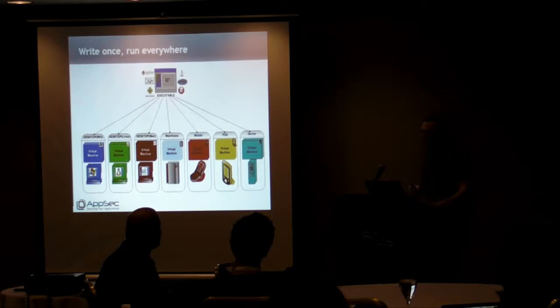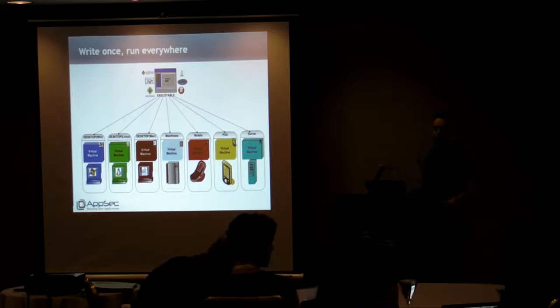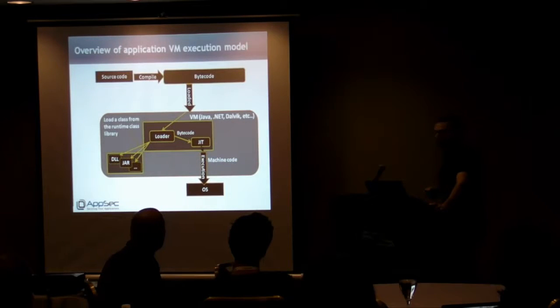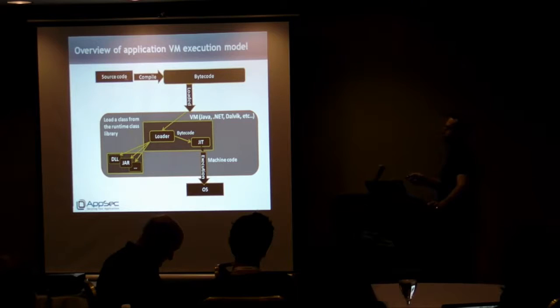The idea of the virtual machine allows us to write the executable once and run it everywhere. The application virtual machine performs the translation to the machine-specific instruction set at runtime. When we're talking about the application level virtual machine execution model, we have the source code, which is compiled to the bytecode, to the intermediate language, which is a kind of abstract level assembly code.